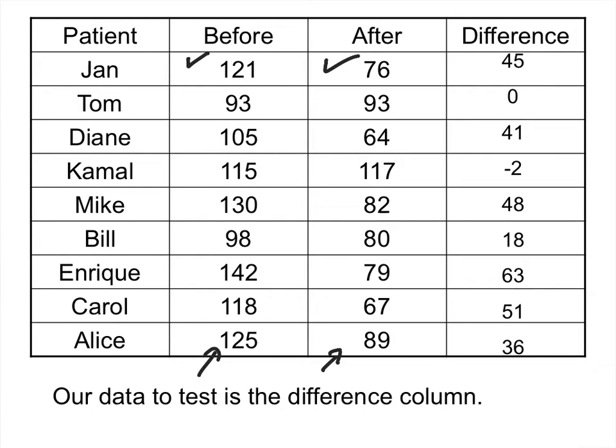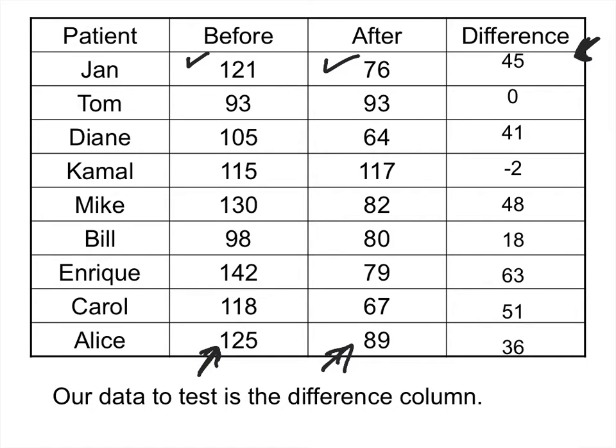Now, we're not going to look at the first list of scores or the second list of scores. What we're interested in is this third column called the difference. We just want to know how much their anxiety level changed. I don't care what the number was before. I don't care what it was after. What I want to know is how much did the anxiety level change.